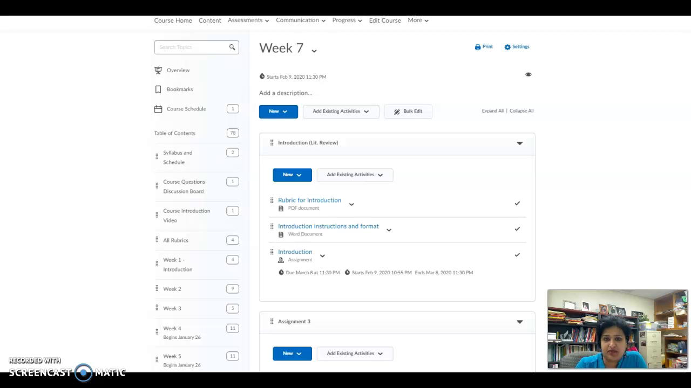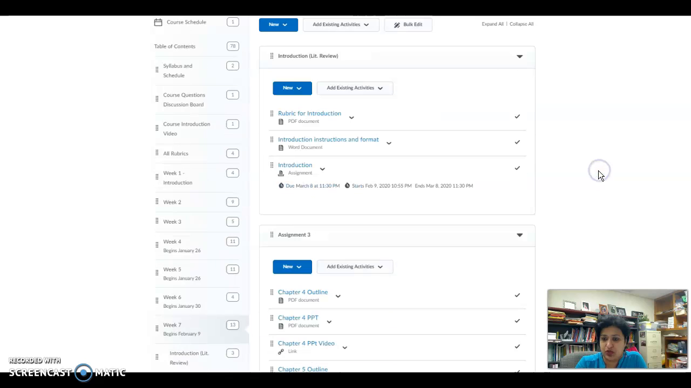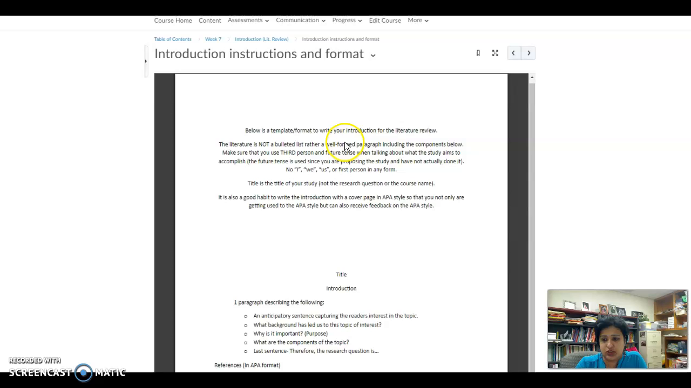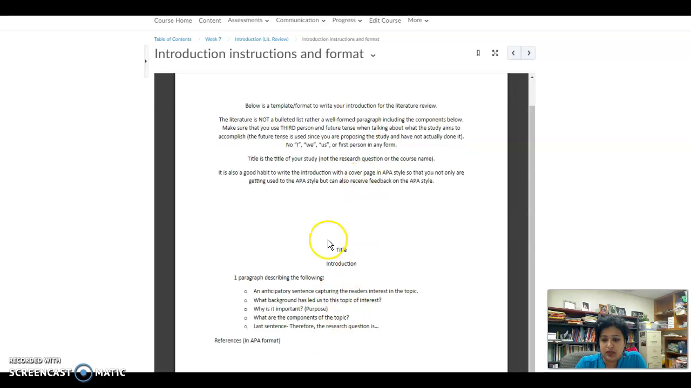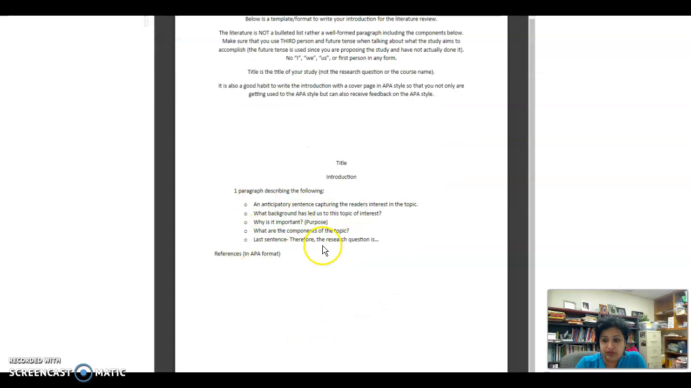For week 7, there are two things that you will be working on. One is the introduction for your literature review. So let's look at the introduction. If you click on the introduction, instructions and format, your introduction is one paragraph that includes all of these things. However, it is not a bulleted list.